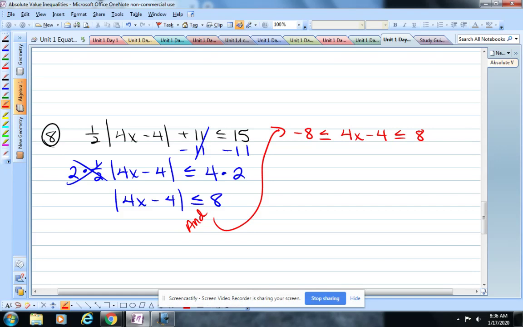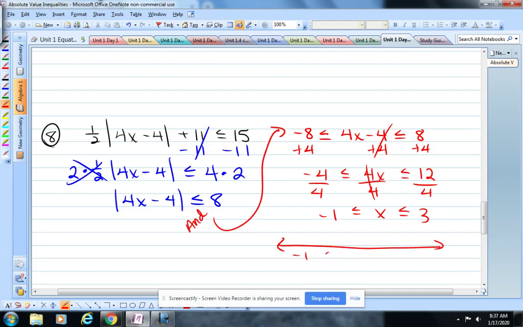How do we get x by itself? Add 4 everywhere. So that's going to get me -4 is less than or equal to 4x is less than or equal to 12. Right? No, it's exactly like that. Now what? Divide everything by 4. What's -4 divided by 4? Is less than or equal to x is less than or equal to what? 3.